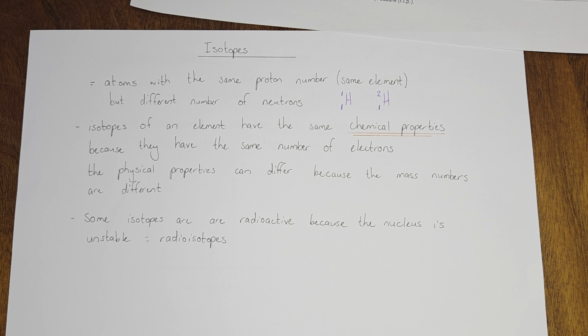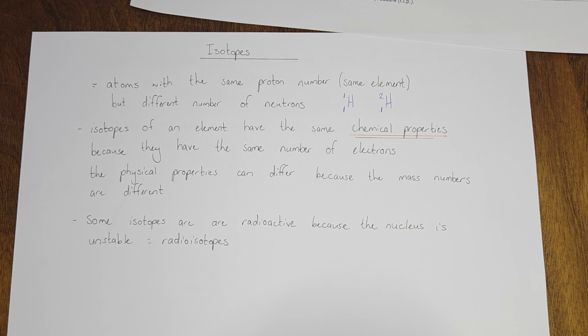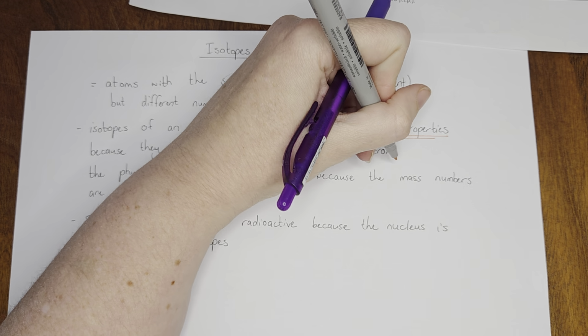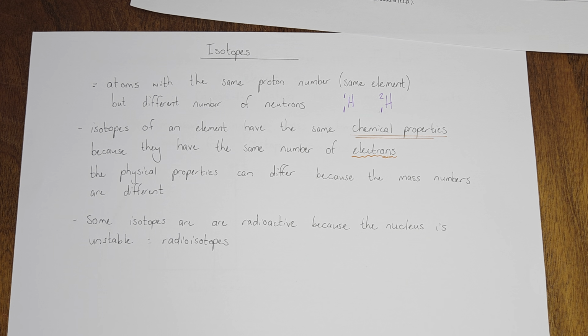So, isotopes of the same element will always have the same chemical properties because they have the same number of electrons. Okay, you must be careful with that. Chemical properties relate to the number of electrons. The physical properties can differ because of the different mass numbers.